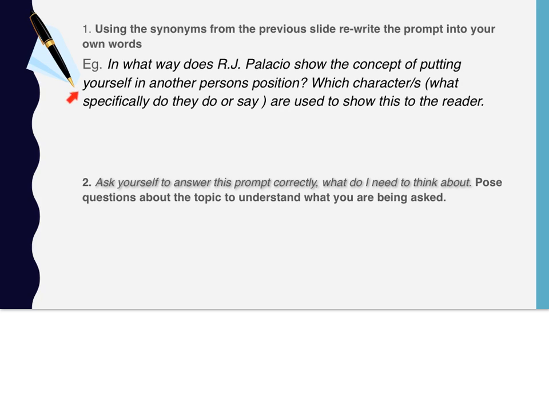So using the synonyms, here is the prompt written in another way. In what ways does R.J. Palacio show the concept of putting yourself in another person's position? Which characters, what do they do or say, are used to show this to the reader?